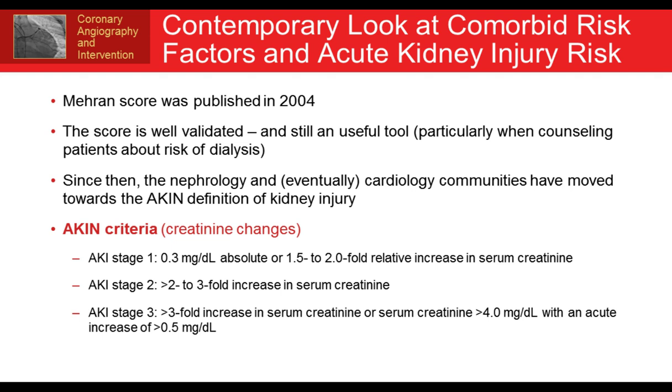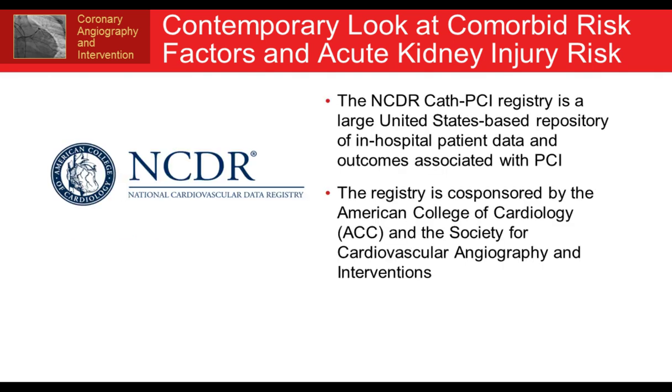However, since then, over the last decade and a half, we've evolved in terms of our understanding of kidney injury, and we now know that even smaller increases in serum creatinine are important. So first the nephrology community, then eventually the cardiology community, has gravitated to the 0.3 milligram per deciliter absolute increase in serum creatinine. And this is the AKIN criteria, as you can see. So using more contemporary definitions of AKI, how do we look in terms of procedures?